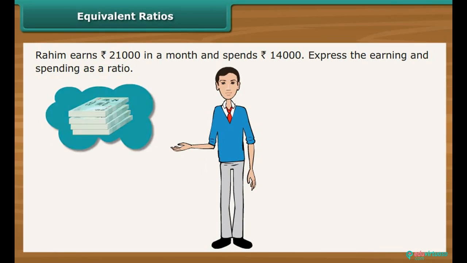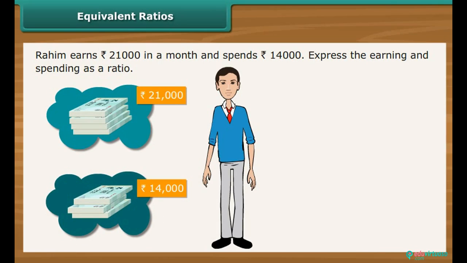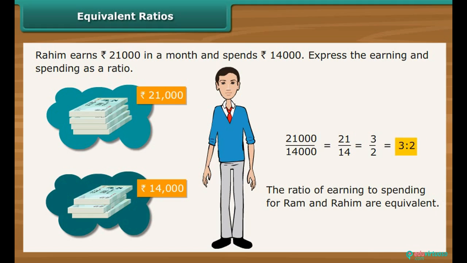Rahim earns rupees 21,000 in a month and spends rupees 14,000. Express the earning and spending as a ratio. 21,000 by 14,000 is 21 by 14, which, when reduced to lowest term, is equal to 3 by 2 or 3:2. It means that out of every 3 rupees earned, Rahim also spends 2. The ratio for earning to spending for Ram and Rahim are equivalent.